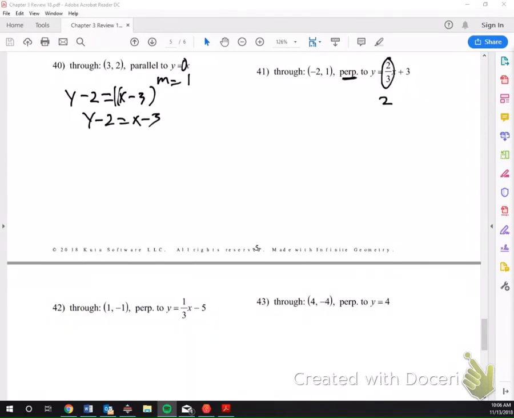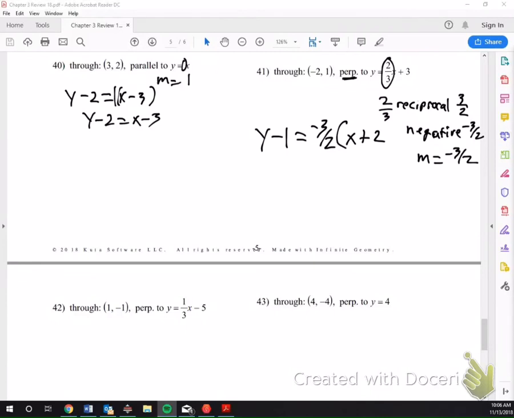Now, perpendicular. Remember, perpendicular slopes are the negative reciprocal of each other. So the reciprocal is we're going to take this fraction and flip it upside down. The negative reciprocal is we're going to change the sign. So we have -3/2. That's our perpendicular slope to the line they give us. So what we're going to do with that is plug it in. Slope equals -3/2. So we have y minus 1 equals -3/2 times x plus 2. Again, if you feel more comfortable writing it out as x minus a -2, that's fine.